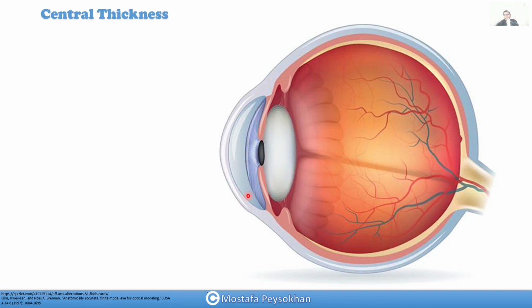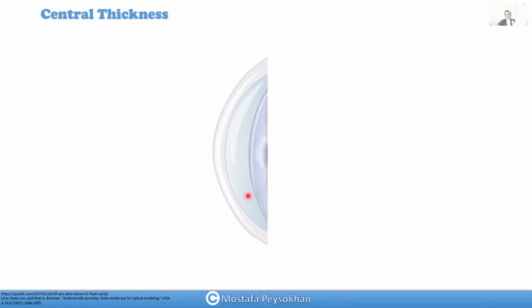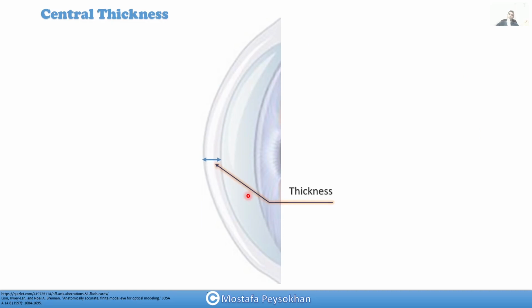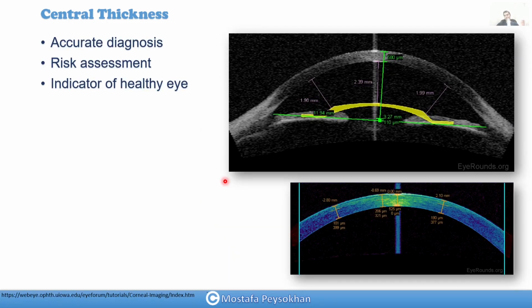The central thickness of the cornea, as you can guess from the name, is the highest thickness part of the cornea, or we can say at the center of the cornea, or the maximum thickness that we have. We call it central thickness. For this part of the cornea, there are a lot of studies about how they can measure it.